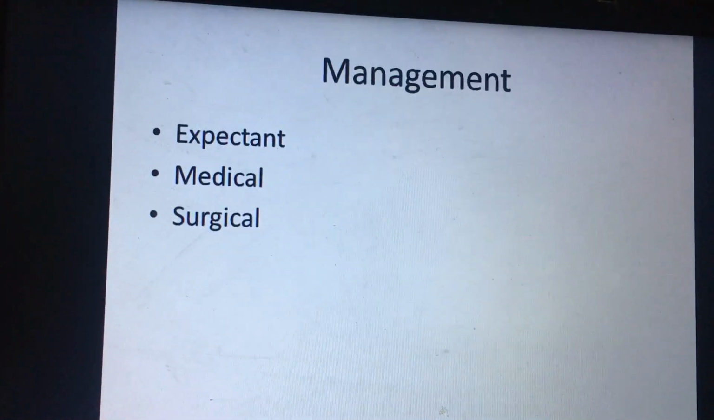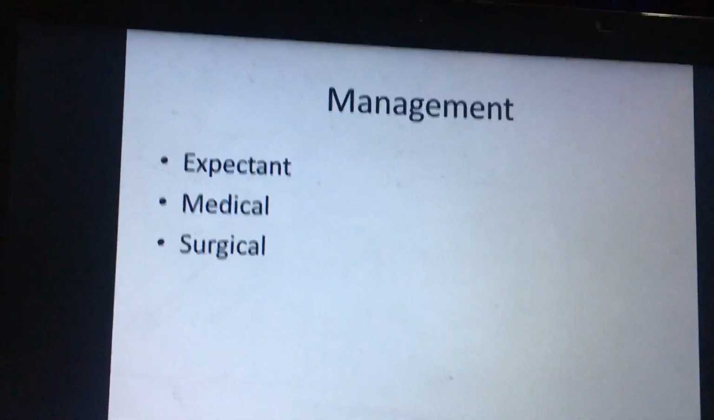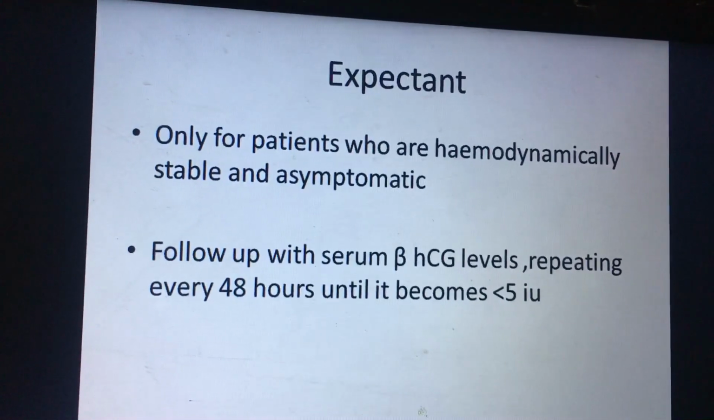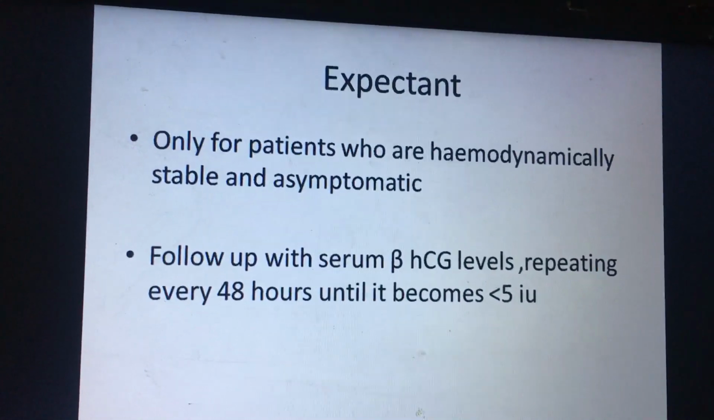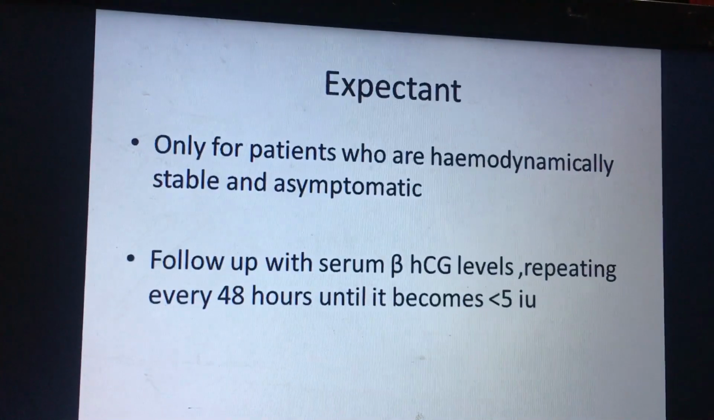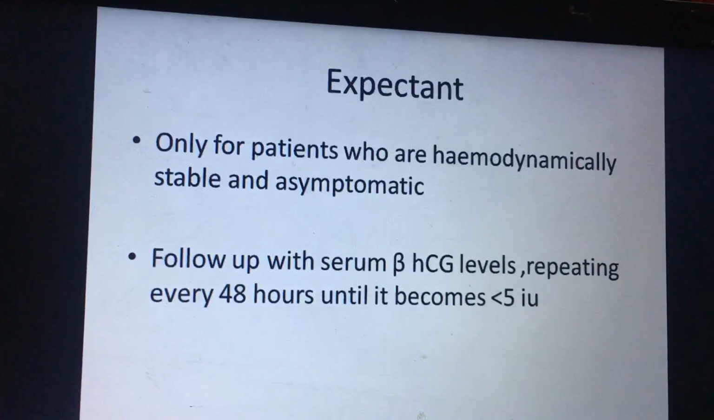So you can manage this in three ways: first expectant, then medical, and surgical. Expectant management is only for patients who are hemodynamically stable and asymptomatic. You have to follow up with serum beta HCG levels, repeating every 48 hours until it becomes less than 5 international units.